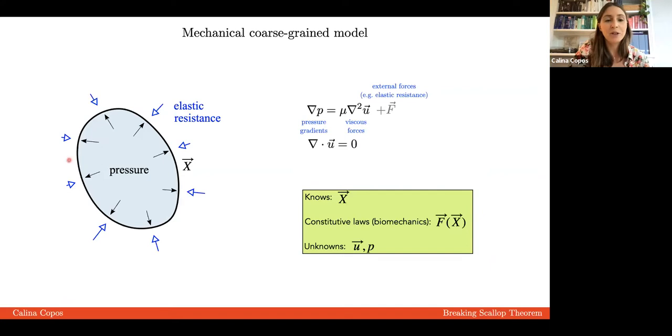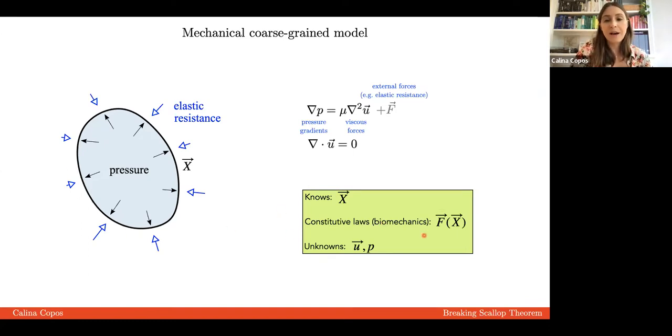The cell boundary I labeled here as having coordinates X. And the system is governed by Stokes equations. So there are Stokes equations written again with incompressibility. So the cell doesn't want to lose its volume. The knowns of the problem are the position. So at all times, we know the position of the cell boundary.